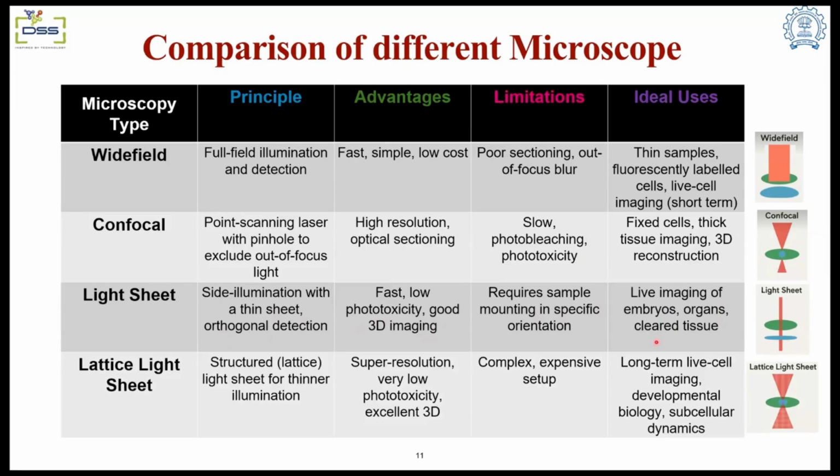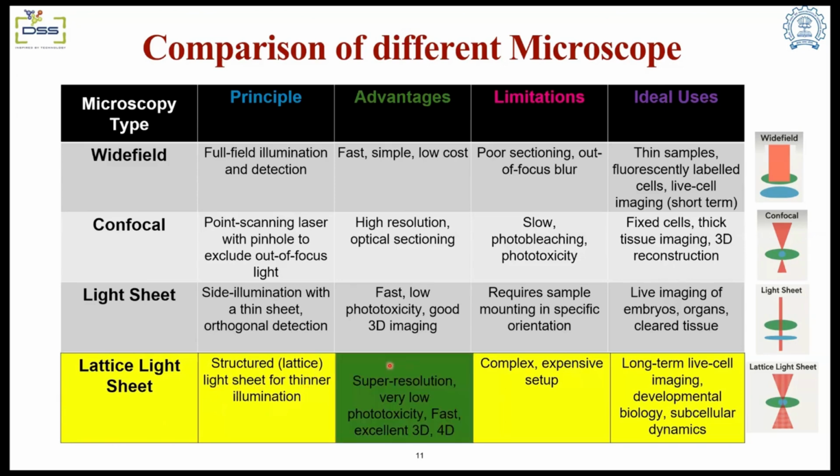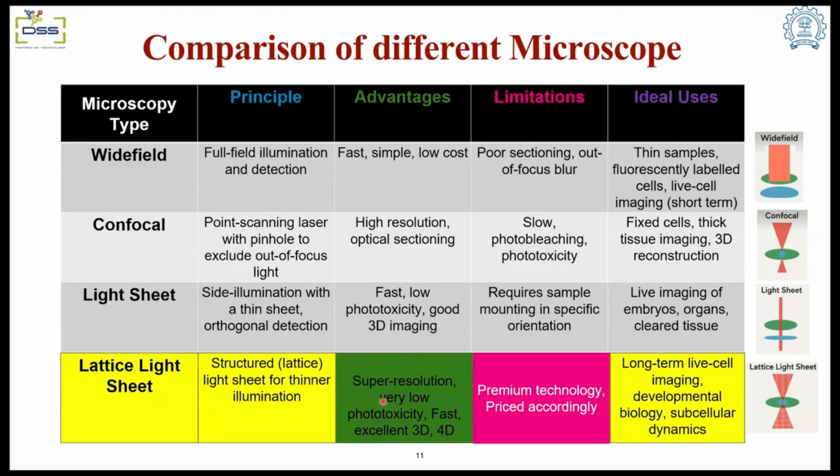Next is the lattice light sheet microscope. Here the working principle is a structured lattice light sheet for thinner illumination. The advantages are super resolution, very low phototoxicity, very fast speed and excellent 3D and 4D imaging. The limitation is that it is a premium technology and is priced accordingly. It is ideal for long-term live cell imaging, developmental biology and subcellular dynamics.